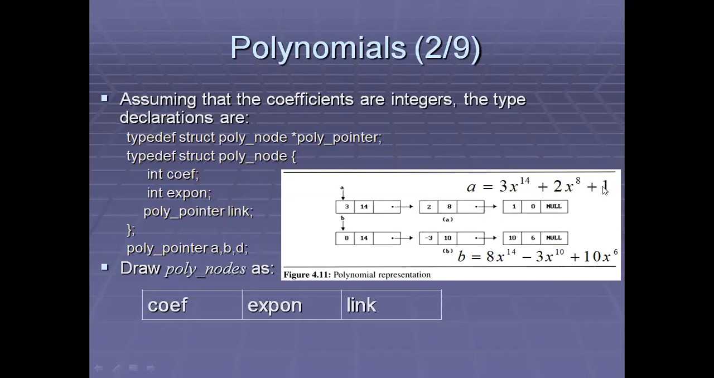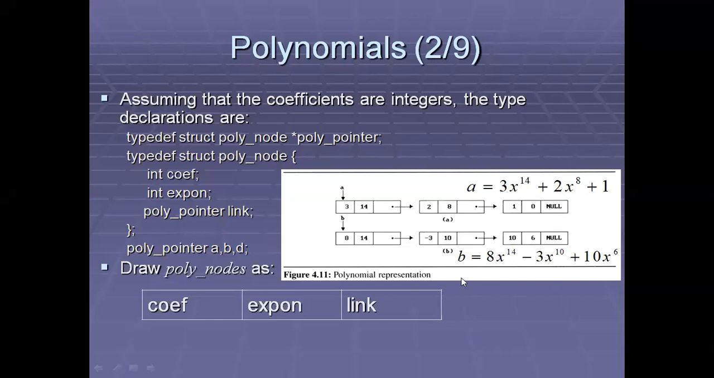Again, you can see plus 1. 1 means what? 1 into x power 0. Only the coefficient is there, no x is there, which means x power 0. So 1 is kept in the first part of the node. Next 0 is kept in the second part of the node. Because this is the last term in the linked list, I will keep null. There is no further term in the polynomial, so I keep null in the last node of the polynomial representation.